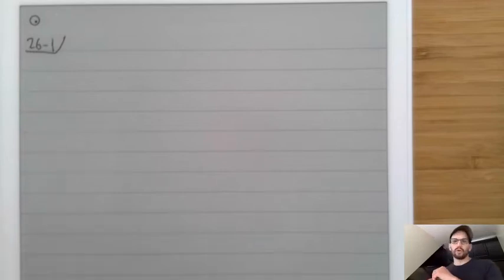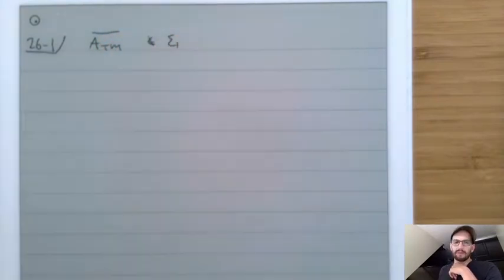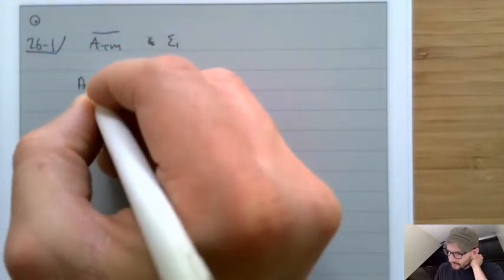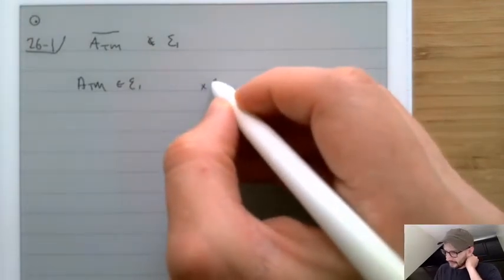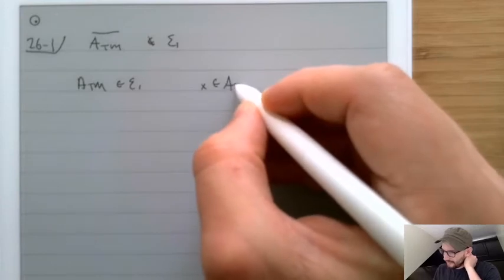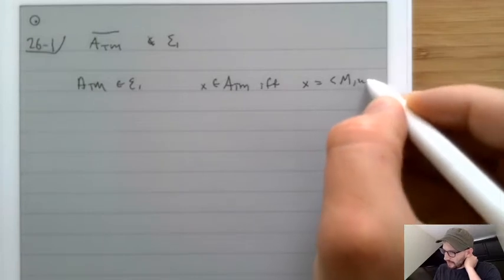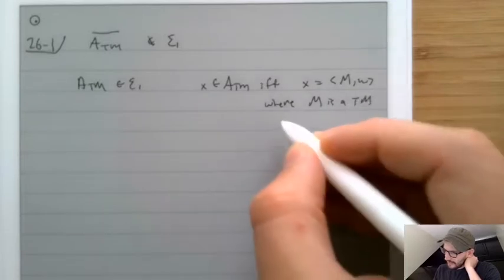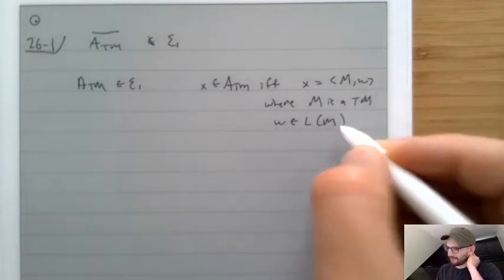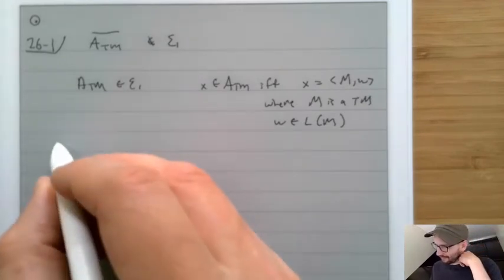All right, so today our goal is to prove that not ATM is not inside of sigma 1. Now, let's just recall that ATM is inside of sigma 1, and some string x is inside of ATM if and only if x equals the encoding of M and w, where M is a Turing machine and w is inside of the language of M. Okay, so what the heck is not ATM?